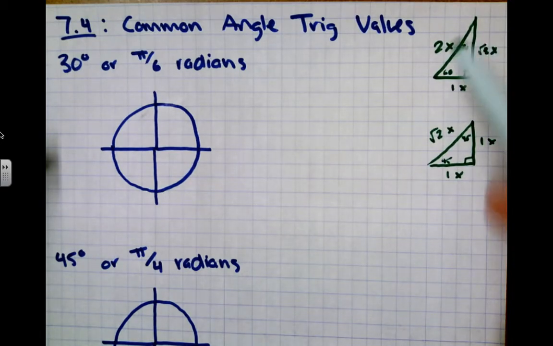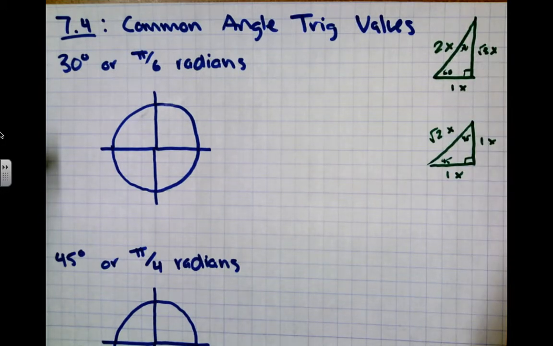Just a quick review. I know it's kind of tough to see here. We have a 30, 60, 90 triangle here. The important thing to remember is the ratio of the sides. Across from 30 is 1x, across from 60 is root 3 times x, and across from the 90-degree angle is 2x. And all of that makes sense. Across from the smallest angle should be the smallest side. Across from the intermediate angle should be the intermediate side, and across from the largest angle should be the largest side. And that would be the 30, 60, 90 triangle.